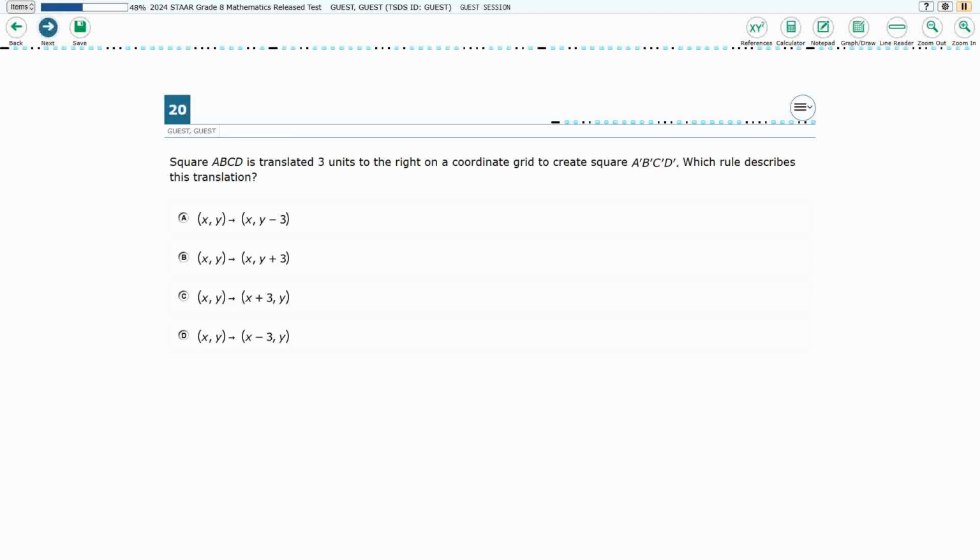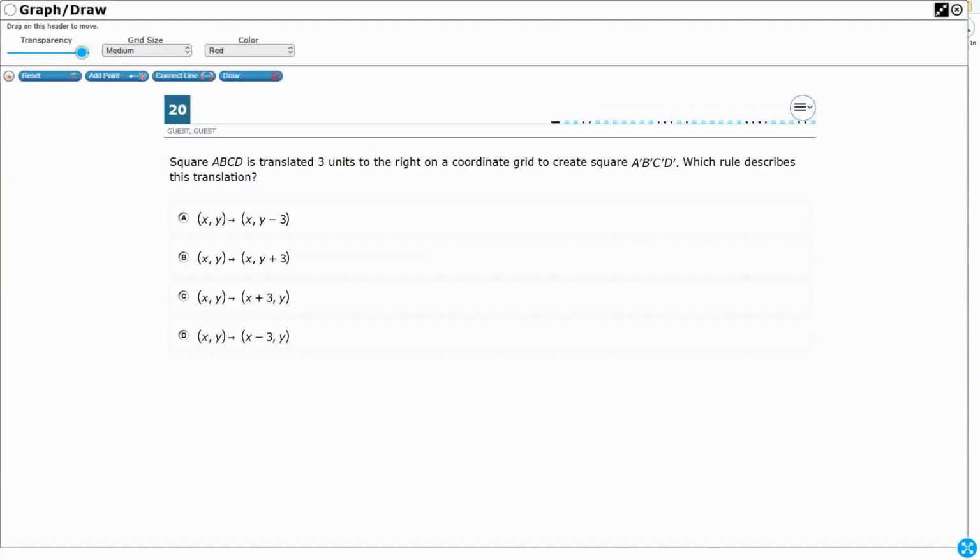For number 20, we are looking at transformations on the coordinate plane. This is 8.10c, and we don't have any visuals, but we can draw one if we need some. We have a square ABCD, so let's just put a square right here. All right, so let's just put A, B, C, D.